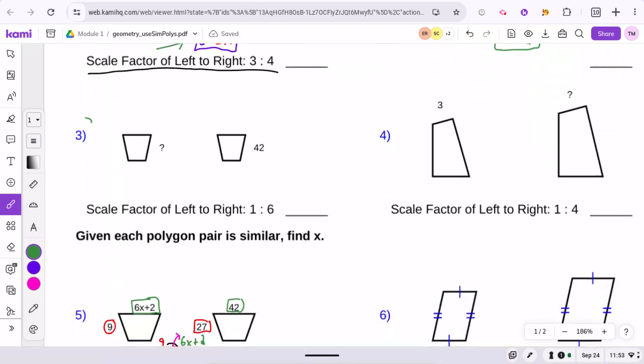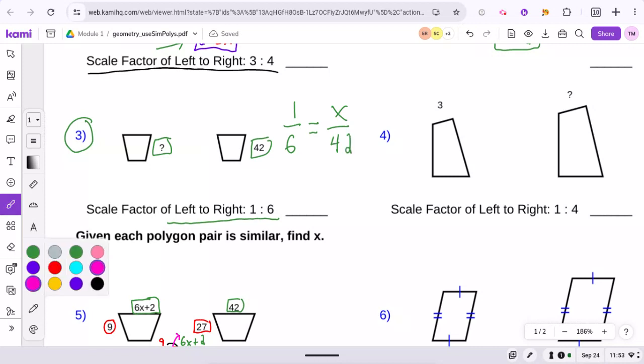Let me show you with number 3. Number 3 is asking for a left to right scale factor of 1 to 6. So I'm going to put 1 to 6 equaling, I'm not sure, so I'm going to put an X. And then this side is 42. So from here, remember, you would cross multiply. 6 times X equals 6X. 1 times 42 is 42.